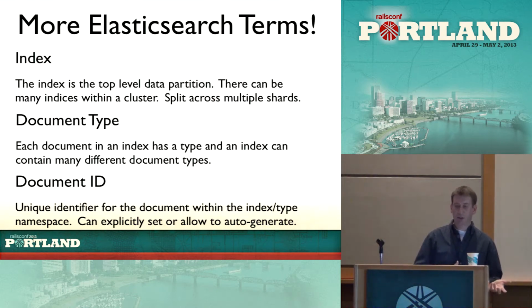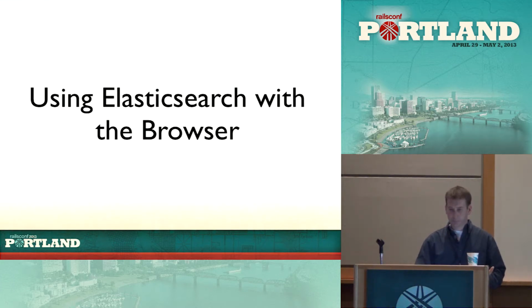And then finally, you have a document ID, and that's a unique identifier for that document within an index and document type. When we're working with Rails, Tire will use your ID column for the document ID in the Elasticsearch index. But if you don't specify, Elasticsearch will auto-generate that.